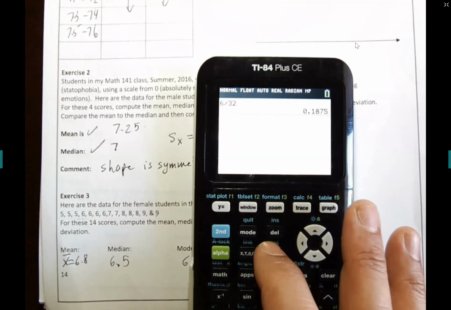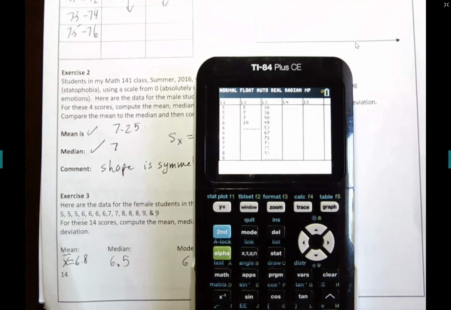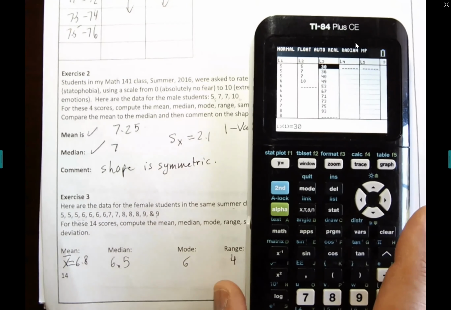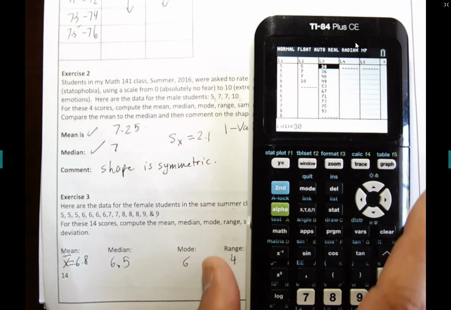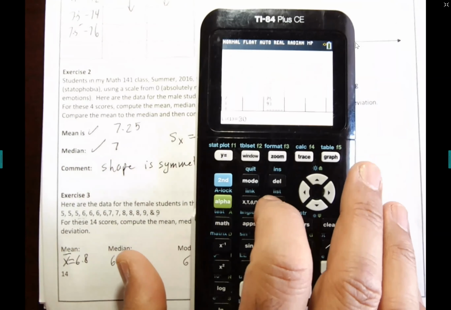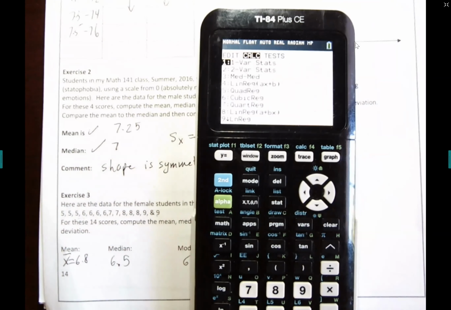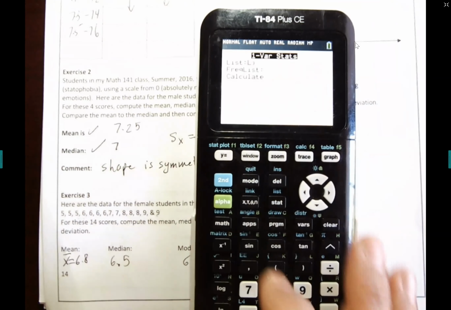So you go stat, edit, and I already have the data in there in L1, guys. So I'm ready to process the work here. Stat, calc, one variable statistics. And my list is in L1, so I need to choose L1.